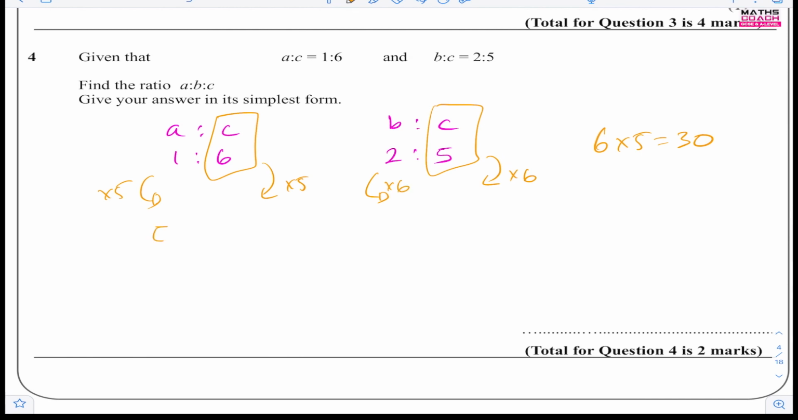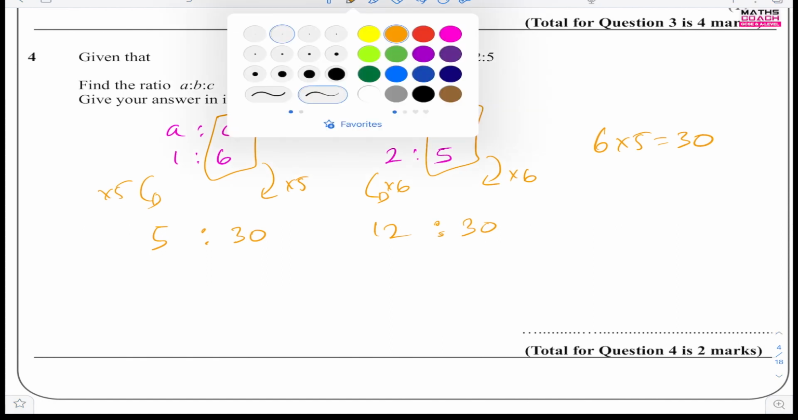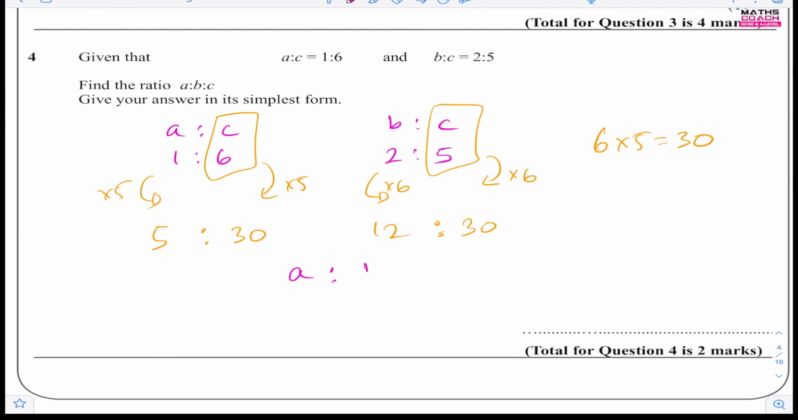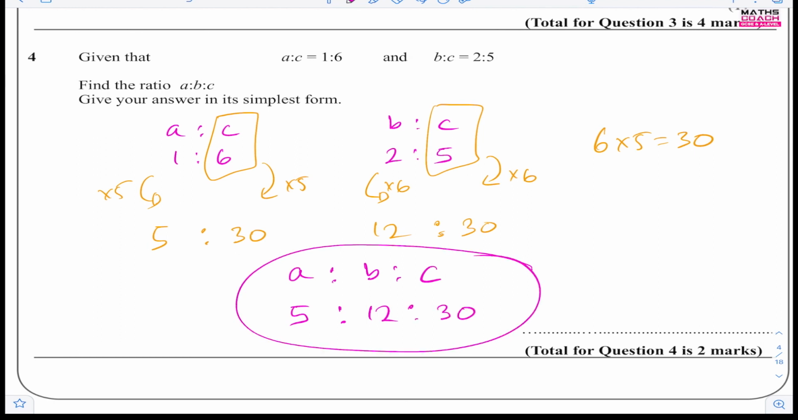So 1 times 5 is 5, and of course this is 30, and 2 times 6 is 12, and of course this is 30. So if we were writing down the ratios together now, so A, B, and C, for A we have 5, for B we have 12, and for C we have 30. And there you have your answer. And if you want to make this in its simplest form, you need to divide by a common factor. But 5, 12, and 30 do not have anything that can divide into all of them. So that is your simplest form.